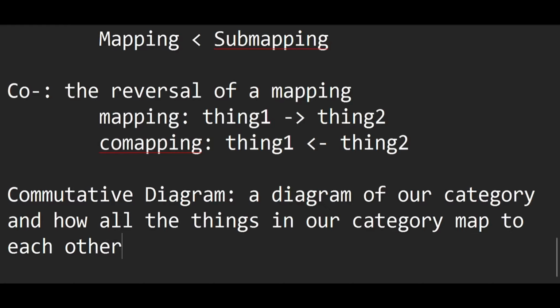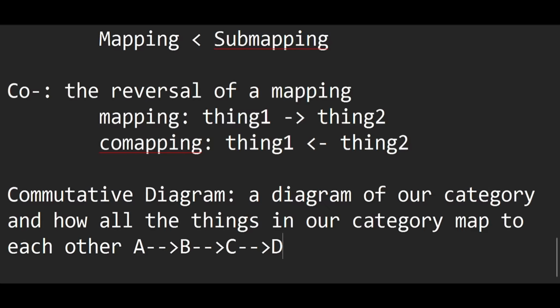Okay, so think about it like a big web. So for example, you could call this a commutative diagram, right? A leads to B, leads to C, leads to D, right?